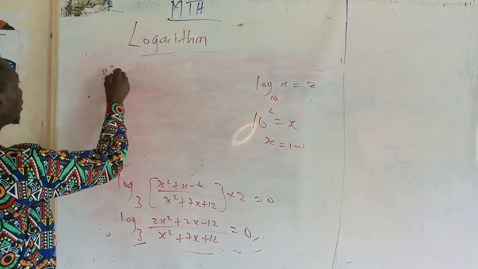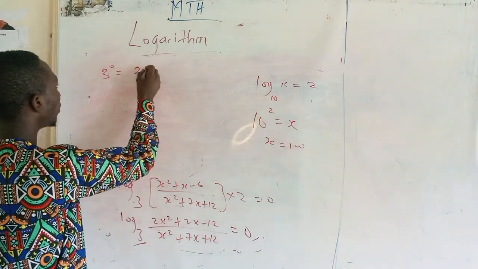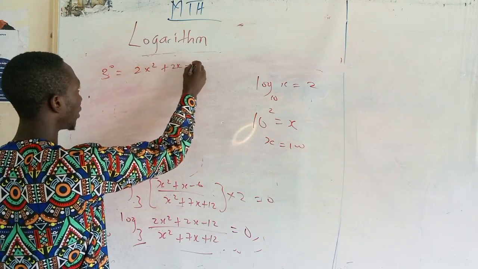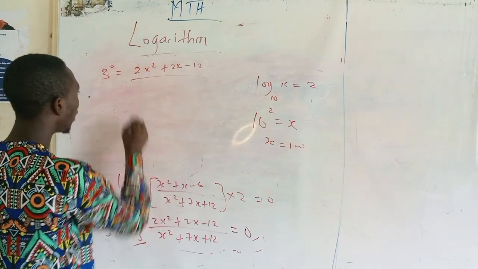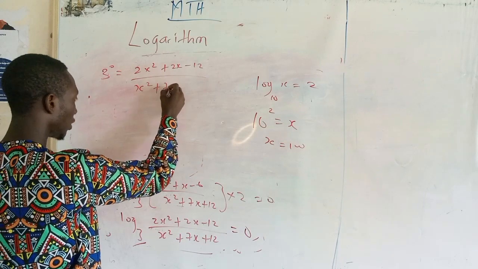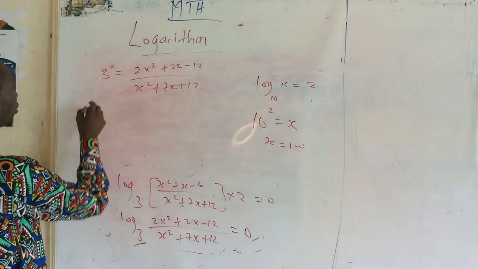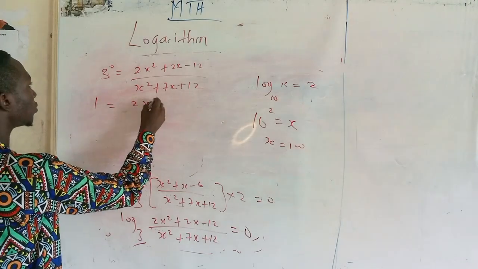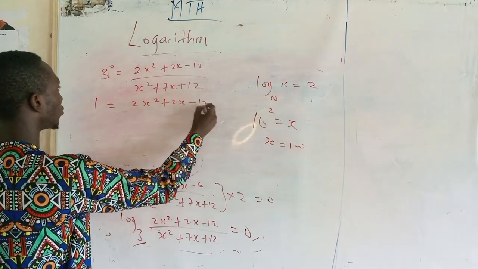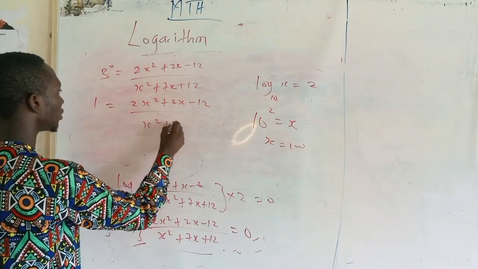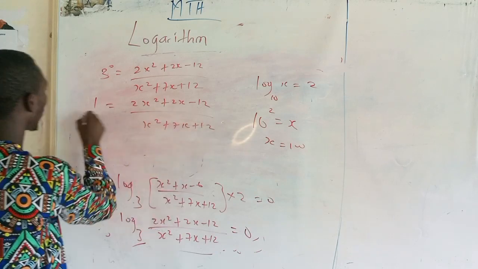So 3 raised to power 0 equals, we have (2x squared plus 2x minus 12) over (x squared plus 7x plus 12). So now 3 raised to power 0, point it to your calculator, it gives you 1. So (2x squared plus 2x minus 12) over (x squared plus 7x plus 12) over 1.